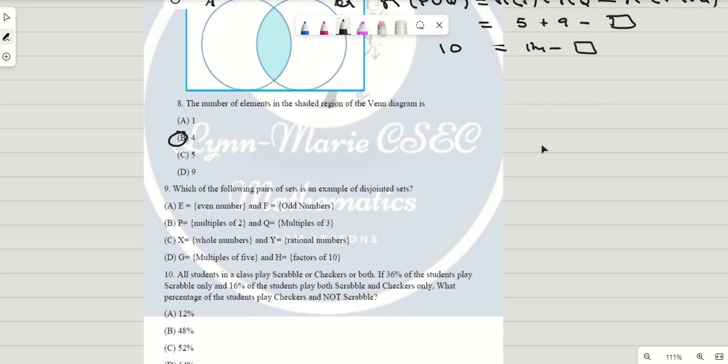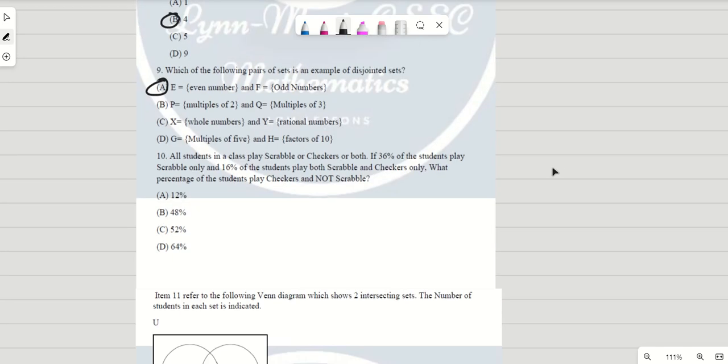Which of the following sets is an example of a disjoint set? We know disjoint sets mean they have nothing in common. The answer is even and odd, right? Which is A. Right, this is our next repeated question.